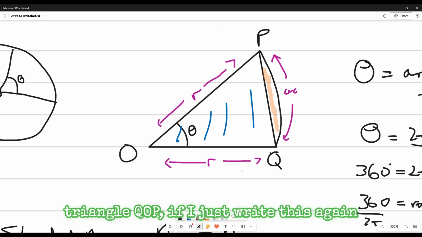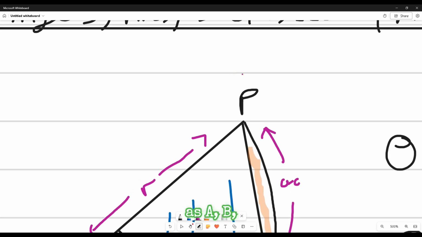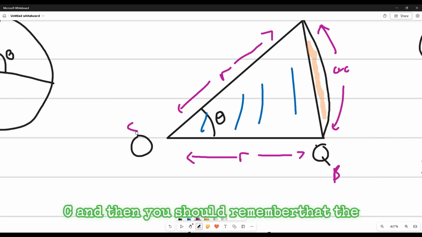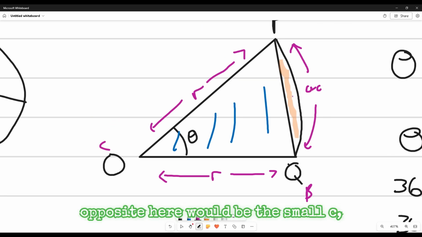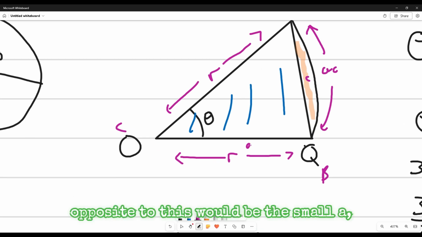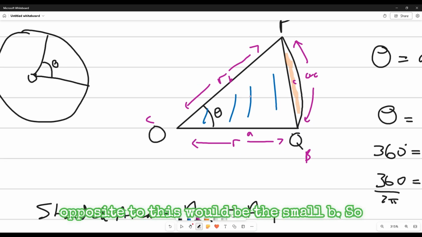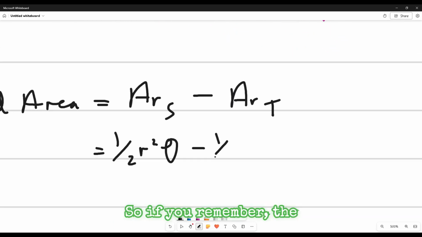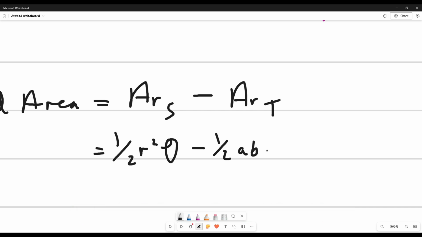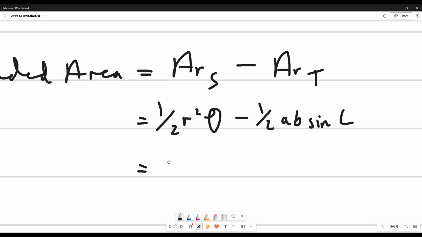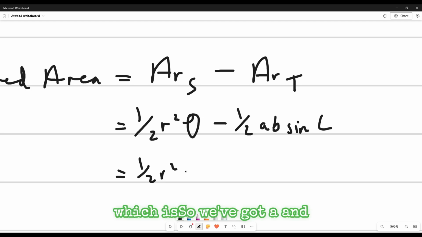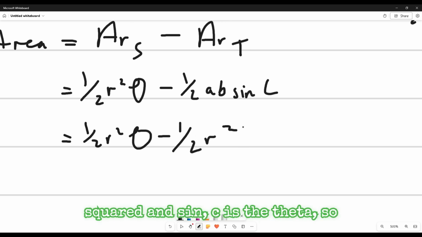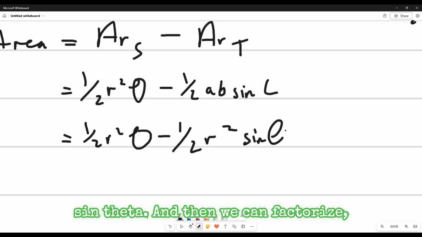So if we have a triangle QOP, if I just write this again as P and C, and then you should remember that the opposite here would be the small c, opposite to this would be the small a, opposite to this would be the small b. So these two are the same. C, this is the angle. So if you remember, the area of a triangle is equal to half ab sin C, which is, so we've got a and b, which are the radiuses, and they're both the same. So we've got half r squared, and sin C is the theta, so sin theta.